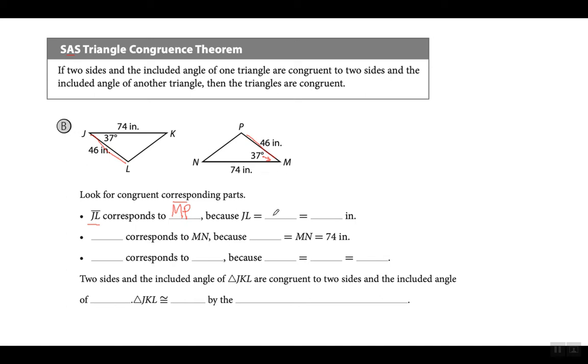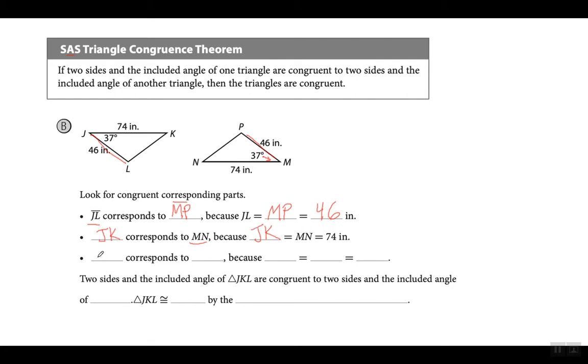Alright, so because JL equals MP, and they both equal 46 inches. Now, what side corresponds to MN? MN is the one that has 74 inches. All right, so that would be JK, because JK equals MN, which equals 74 inches.